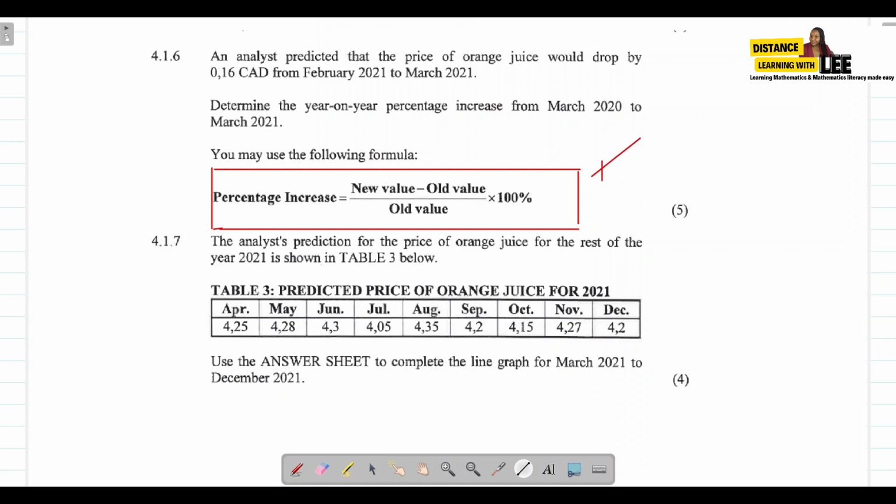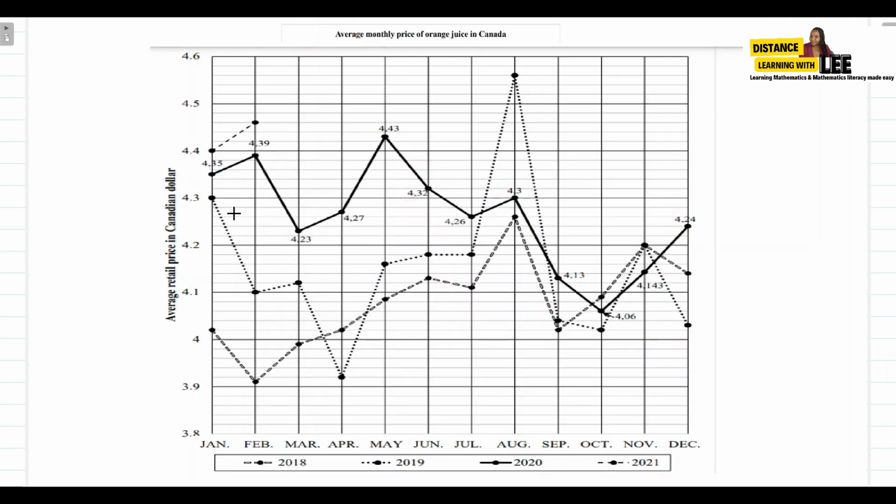Okay, simple as that. So what was the average retail price in Canadian dollars for the juice in March 2020? So we're going to have a look at March. Which one is our 2020? It is our solid line. So the retail price was 4.23 Canadian dollars in March 2020, right?